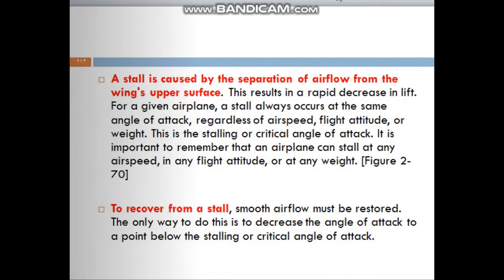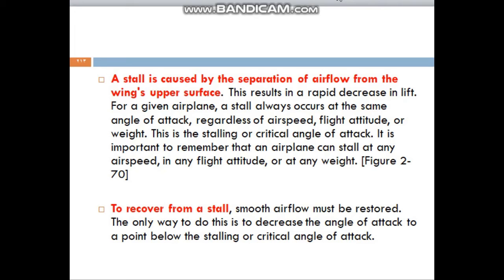Now we will talk about stall. A stall is caused by the separation of airflow from the wing's upper surface. This results in a rapid decrease in lift for a given airplane. A stall always occurs at the same angle of attack, regardless of airspeed, flight altitude, or weight. This is the stalling or critical angle of attack.